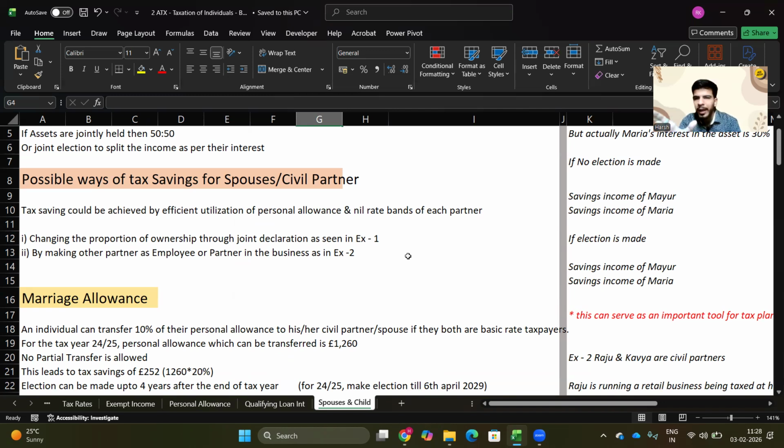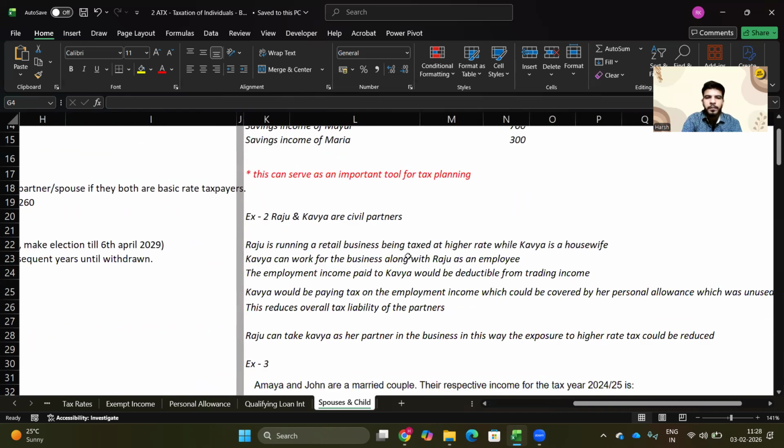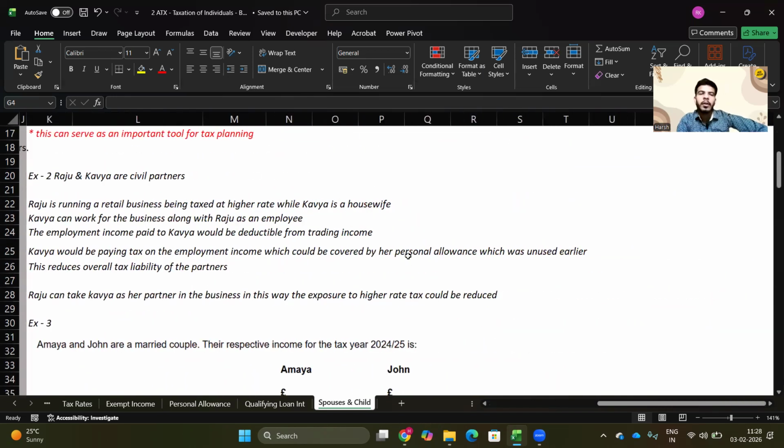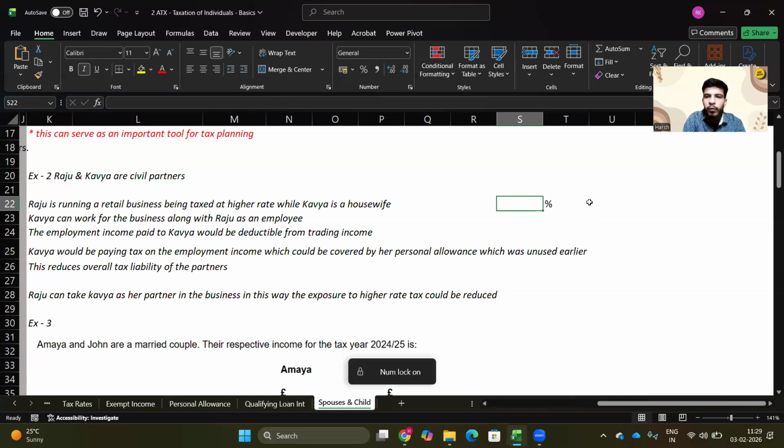Both partners, both civil partners, can be in a partnership arrangement, or the other partner can be an employee. Now let's take an example. Let's say Raju is running a retail business, and he is being taxed at the higher rate. As you know, the higher rate of tax is 40%. You would be bearing a tax rate as high as 40%.